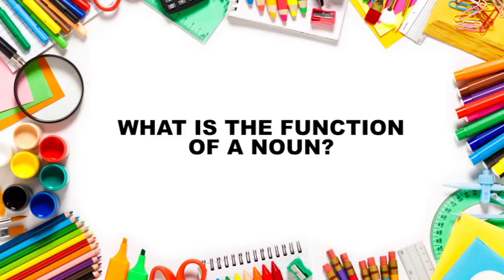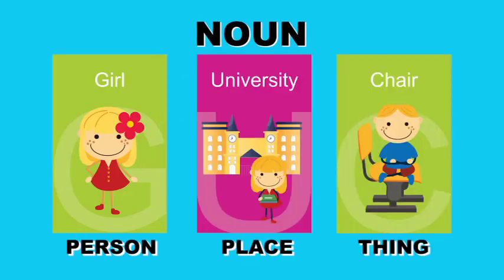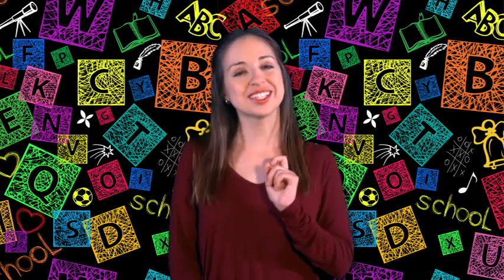What is the function of a noun? The first part of speech we're going to take a look at is called a noun. A noun is a word in a sentence that is a person, place, or thing. Did you know that there are actually two different kinds of nouns? Let's start with the common noun. Common nouns are words that name general or non-specific people, places, and things.